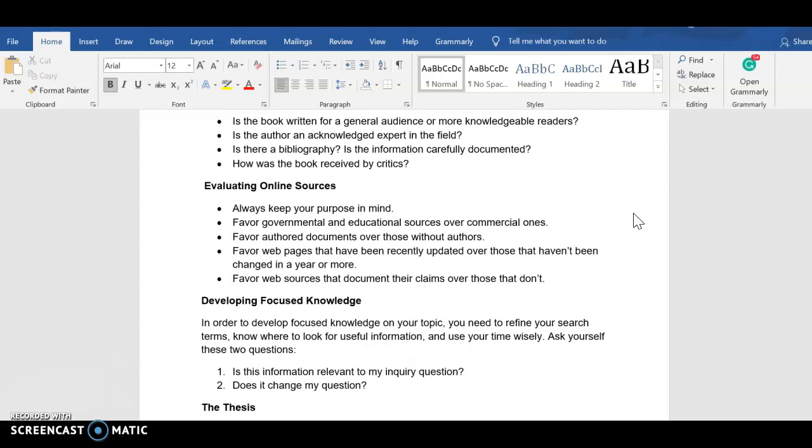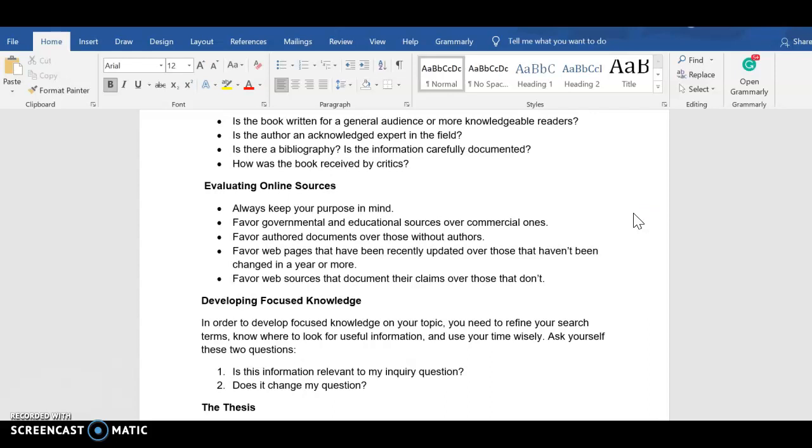Then you want to make sure as you're getting this research that you're developing focused knowledge. So in order to develop focused knowledge on your topic, you need to refine your search terms. Search terms are basically terms that you put into the databases that help you find the information. Know where you're going to look for this useful information, and then use your time wisely.